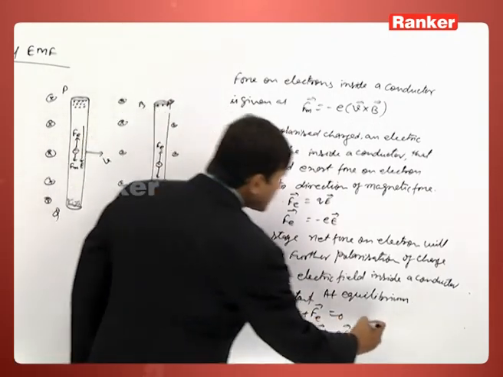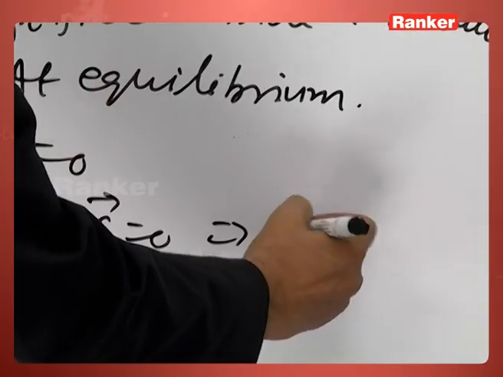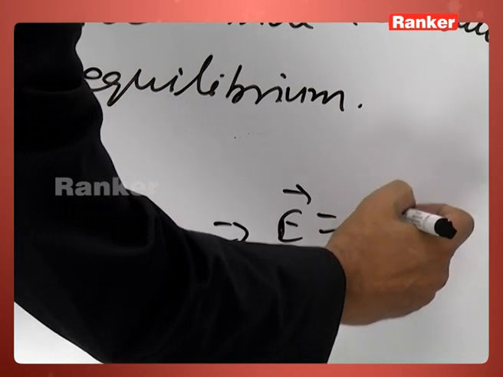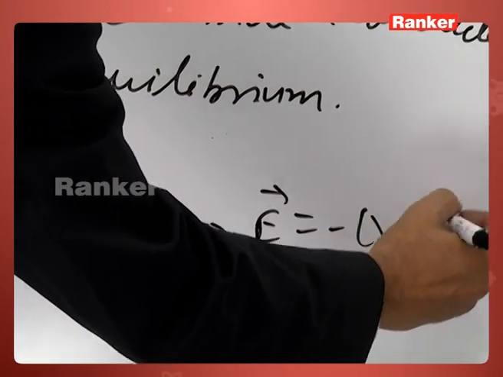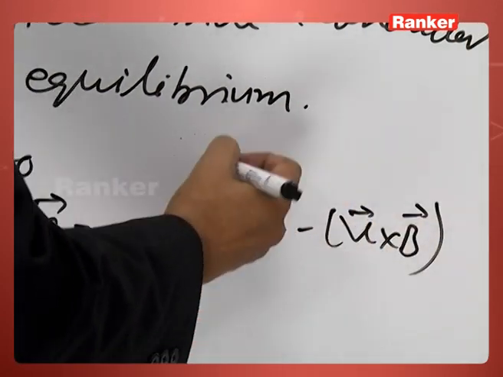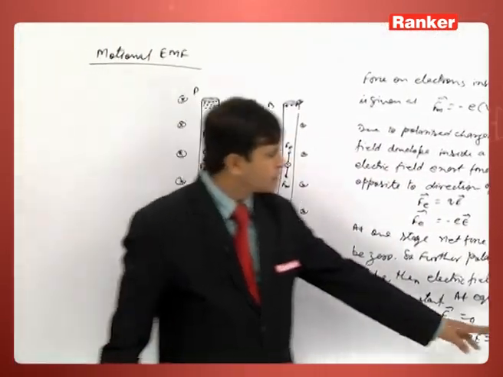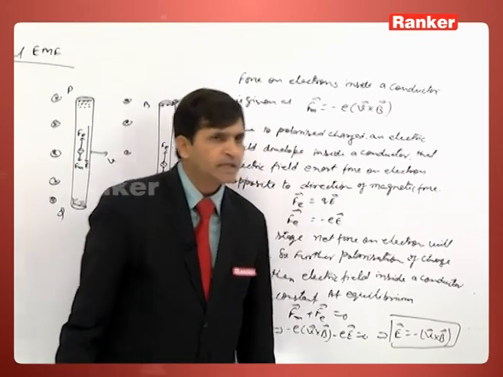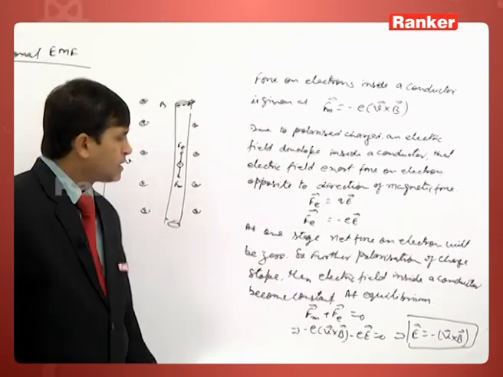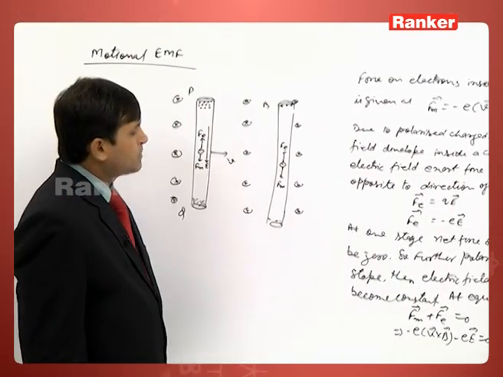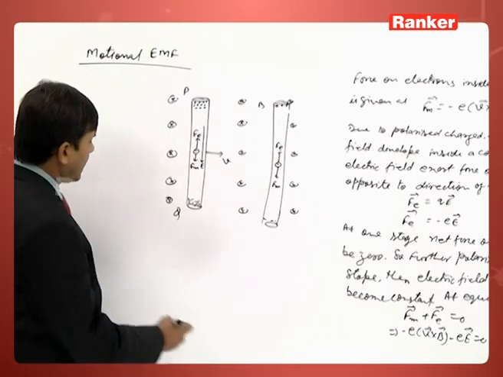So that gives us the relation between E and V: E is equal to minus V cross B. This is the relation. It means when the electric field value is equal to minus of V cross B, the equilibrium will be established.